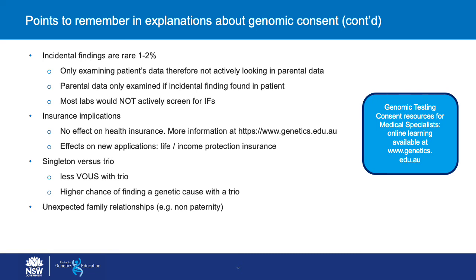Secondly, insurance implications mean there is no effect on health insurance, but new applications for life and income protection insurance may mean that declaration of these incidental findings is mandatory. The third issue is in terms of whether a singleton or a trio is selected. There are less variants of uncertain significance found in a trio as parental data is available for comparison. However, there is a higher risk of incidental findings, as genes unrelated to the clinical presentation are examined. Fourthly, unexpected family relationships may be revealed, such as non-paternity.